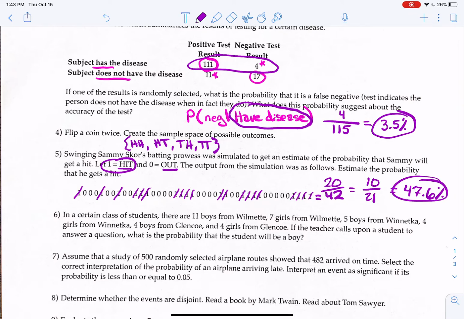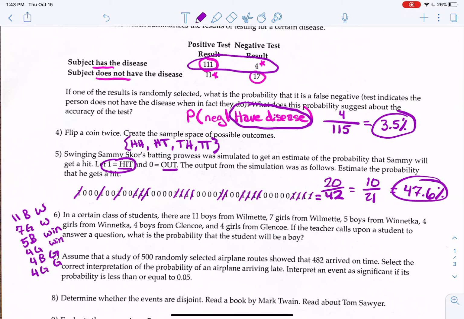Okay, number 6, in a certain class of students, there are 11 boys from, I'm going to say, Wilmette, 7 girls from Wilmette, 5 boys from Winnetka, 4 girls from Winnetka, 4 boys from Glencoe, and 4 girls from Glencoe. Okay. So I'm listing those off to the side.